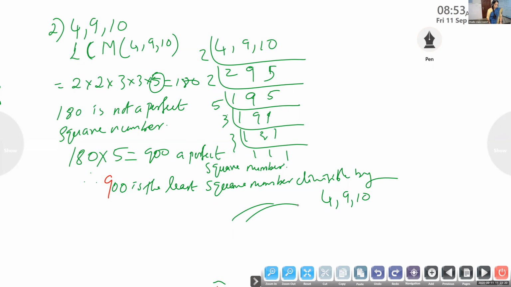And you have a homework question. Homework is the same: find the least square number divisible by 8, 15, 20.